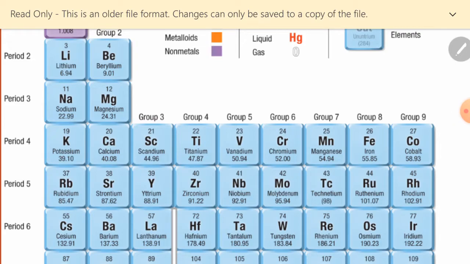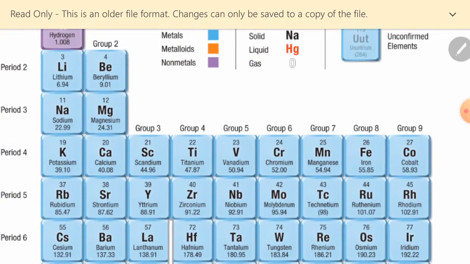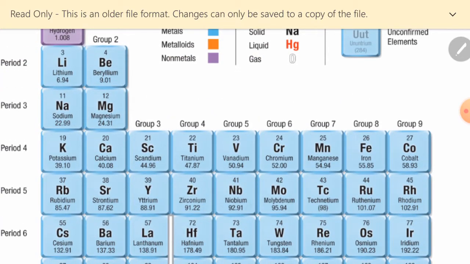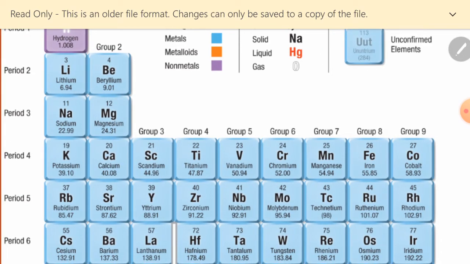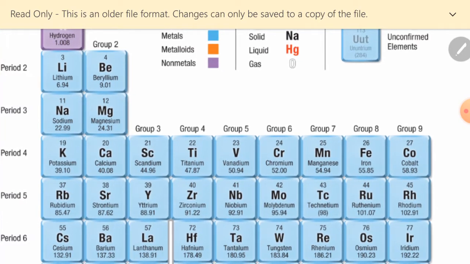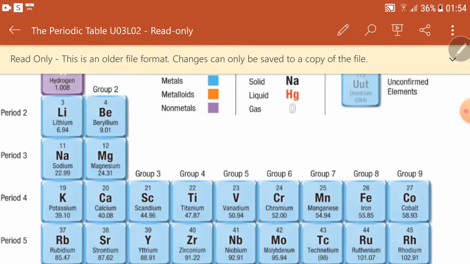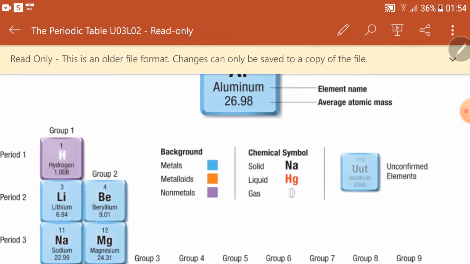In every one group, all the elements have very similar properties. So they can be in one family. So the group can also be called a family.